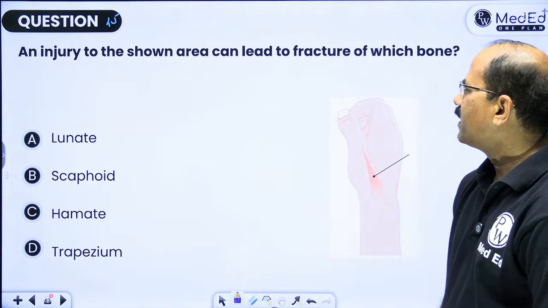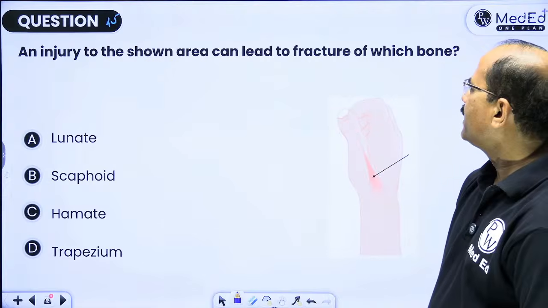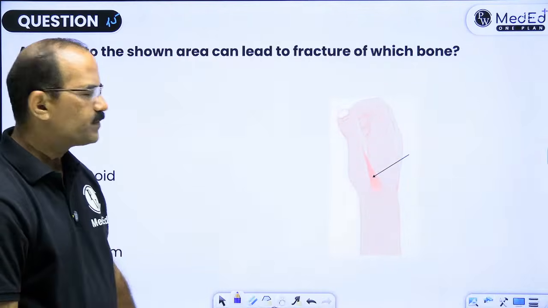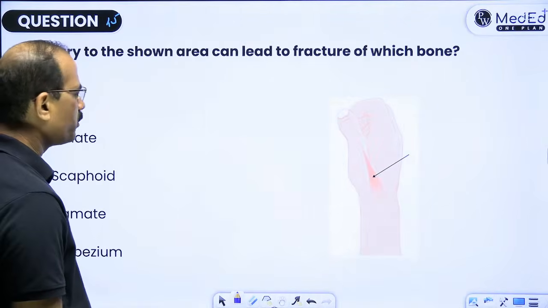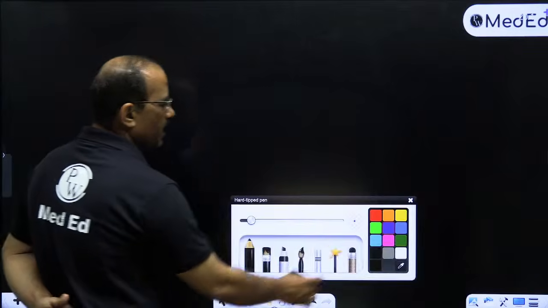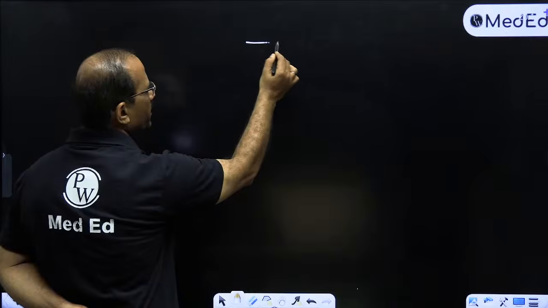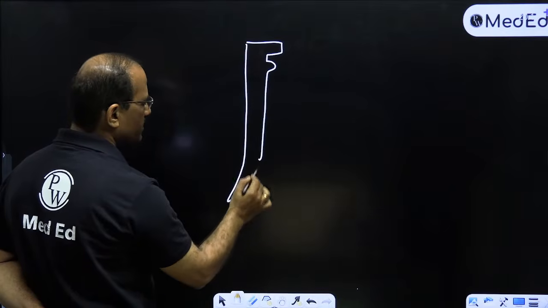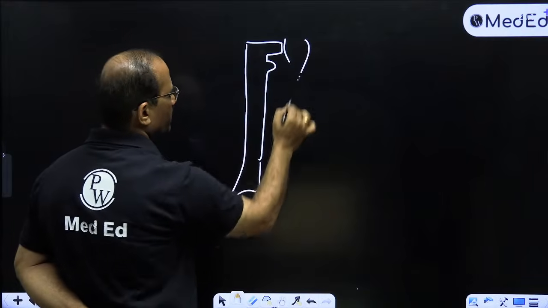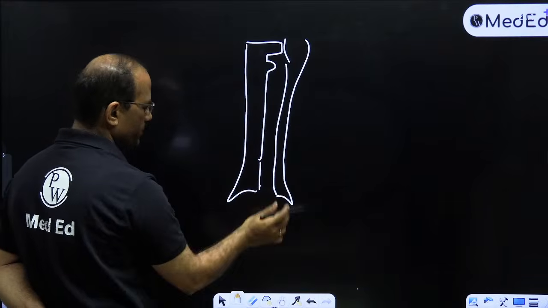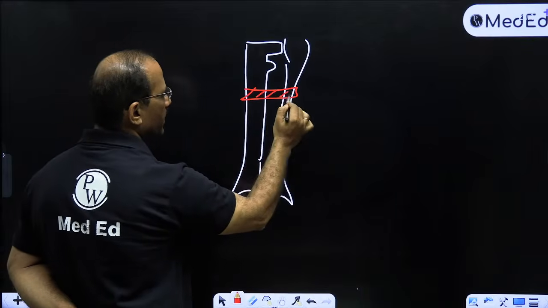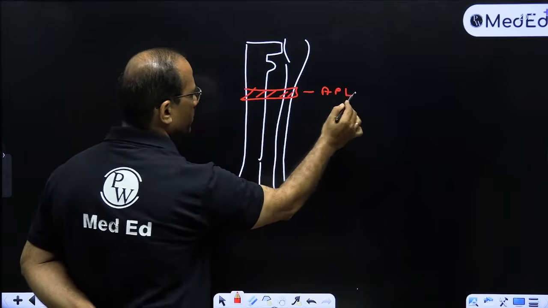As shown in the area, can lead to fracture of which bone? What is this area? That's the anatomical snuff box. अब how is the anatomical snuff box formed? देखिए, that's the head of the radius, neck of the radius. That's the shaft of the radius. That's the radial tuberosity. That's the ulna. That's the ulnar tuberosity. एक मसल है which begins from the radius and ulna, abductor pollicis longus.